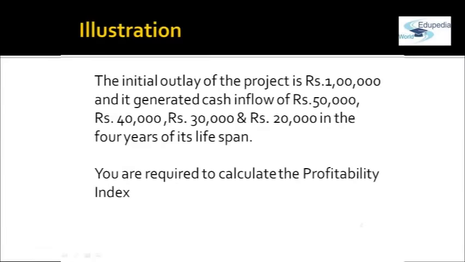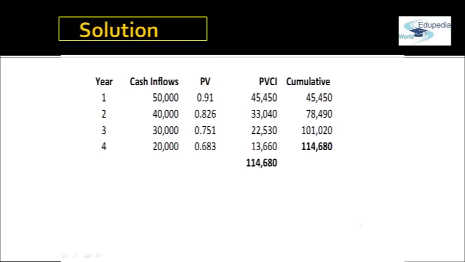So let's take an example. If the initial outlay of a project is rupees 1 lakh and it generates cash flow of rupees 50,000, 40,000, 30,000 and 20,000 in the 4 years of its lifespan, you are required to calculate the profitability index. So first of all, what is the PVCO? 1 lakh. What is the PVCI? We have to compute taking the required rate of return. Let it be 10%.